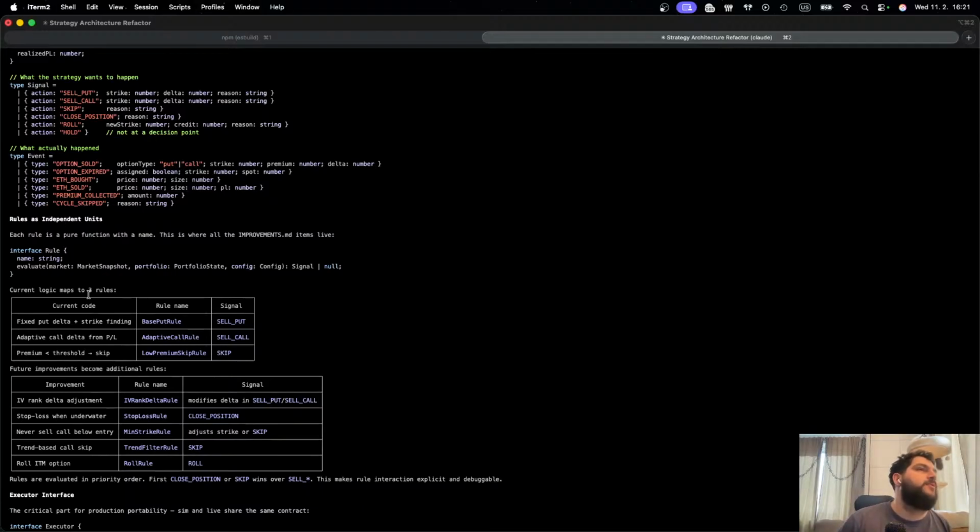Each rule is a pure function with a name. This is where all the improvements MD items live. Okay. So each rule basically just gets the market data and signal out of it or not. Current logic maps to 3 rules. Future improvements become additional rules. Base put rule.